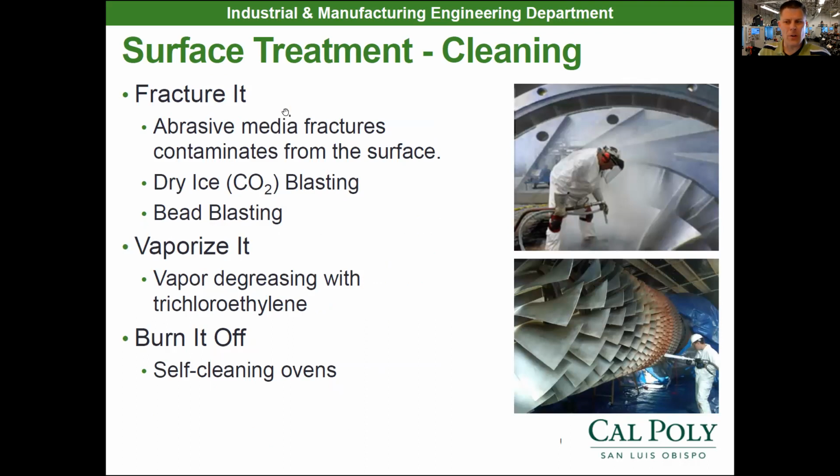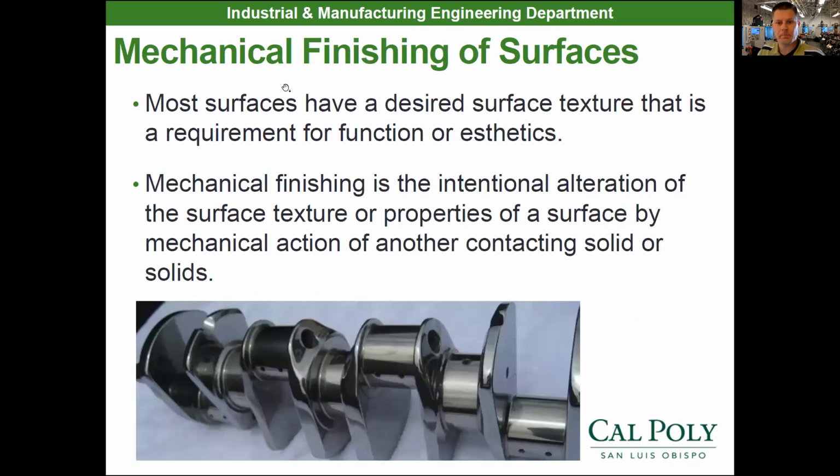If you're going to fracture it off, that's a lot of times in repair and overhaul. If you're taking off paint that's already been on there and you need to repair and overhaul a part, you might fracture it off before you rebuild the part. Some parts get shot peened. We'll talk about that a little later, but that's more of a mechanical surface treatment, not cleaning. We'll talk mechanical surface treatments with bead blasting later. So we can fracture it, vaporize it, or burn it off. So I would know the four ways we can clean parts.